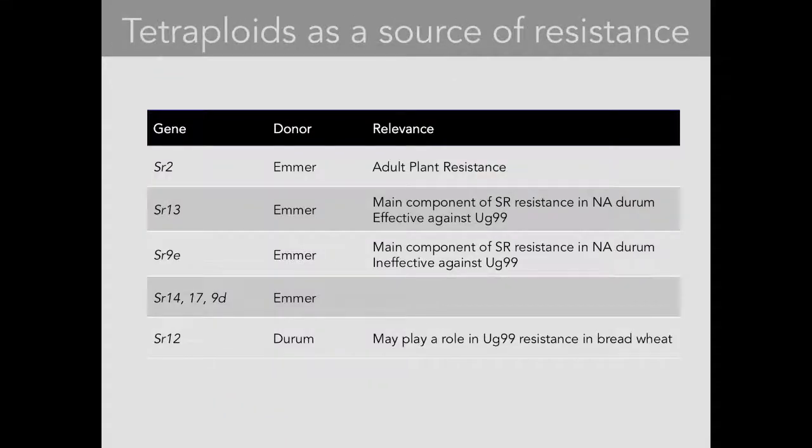So of the over 50 stem rust resistance genes that have been identified and characterized, only a limited number of them came from tetraploid wheats. Most notably, SR2, which is the most widely used and best characterized adult plant resistance gene. But the remaining ones are not highly effective anymore. So there is definitely a need to incorporate new stem rust resistance genes to broaden the basis of resistance in durum wheat.